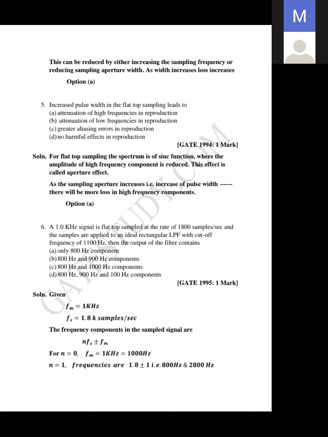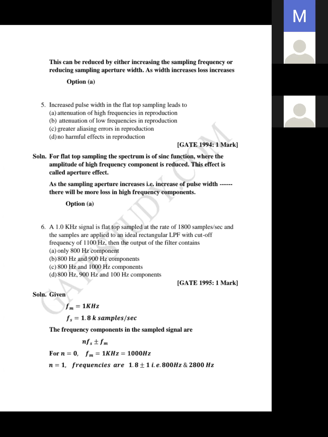So next question: a 1 kilohertz signal is flat top sampled at the rate of 1800 samples per second, and the samples are applied to an ideal rectangular low pass filter with cutoff frequency of 1100 hertz. Then the output of the filter contains. There are again 4 options.